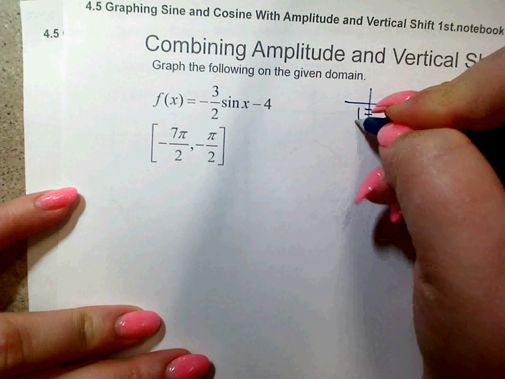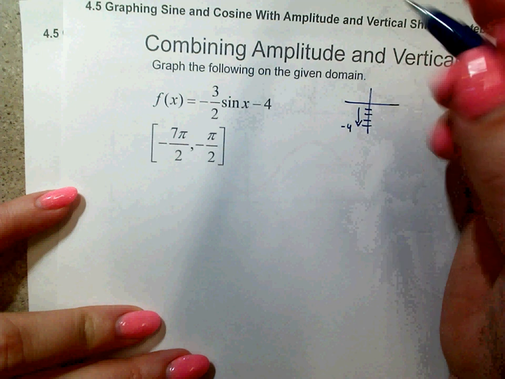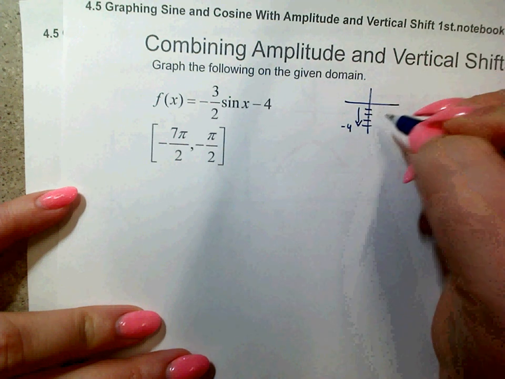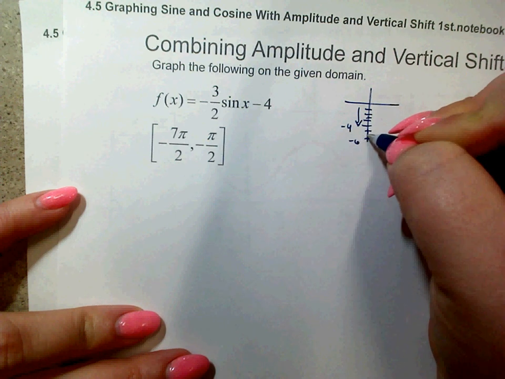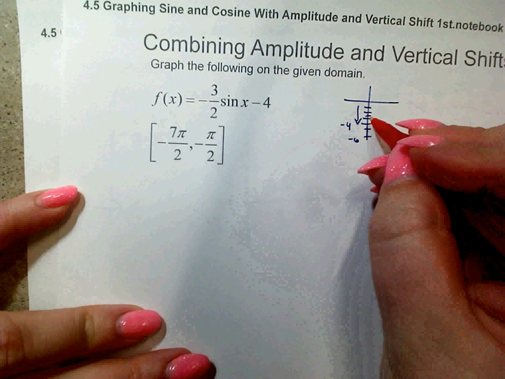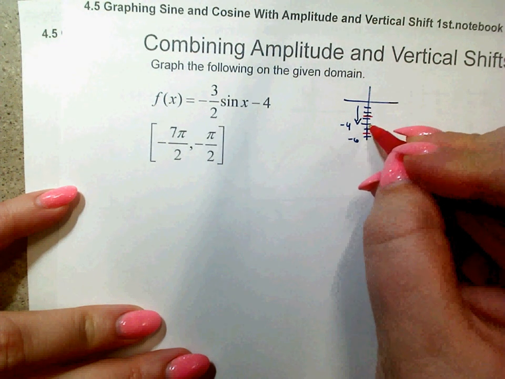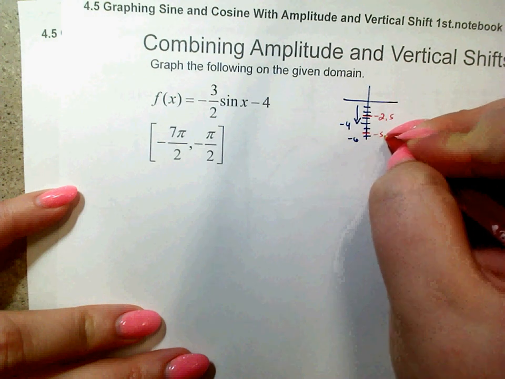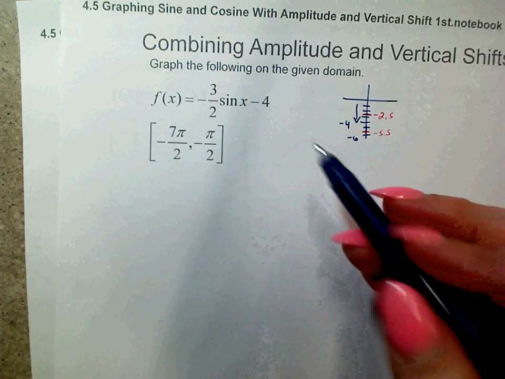And then I'm supposed to have an amplitude of 3 halves. So 3 halves is 1.5, so I'm supposed to go up 1.5 and down 1.5. So down 2 puts me at -6. So I'm here at -2.5 and -5.5. And okay, I need to graph from -7/2 pi to -1/2 pi.